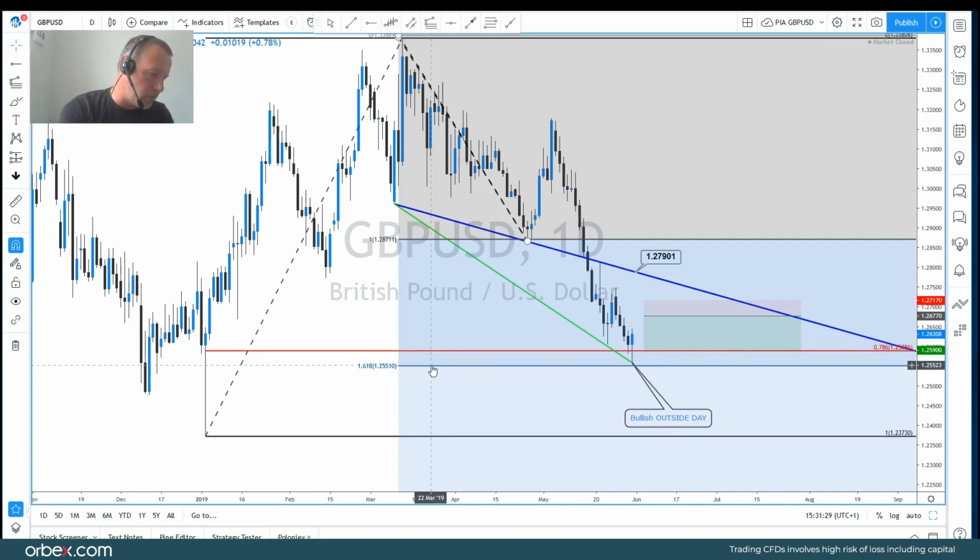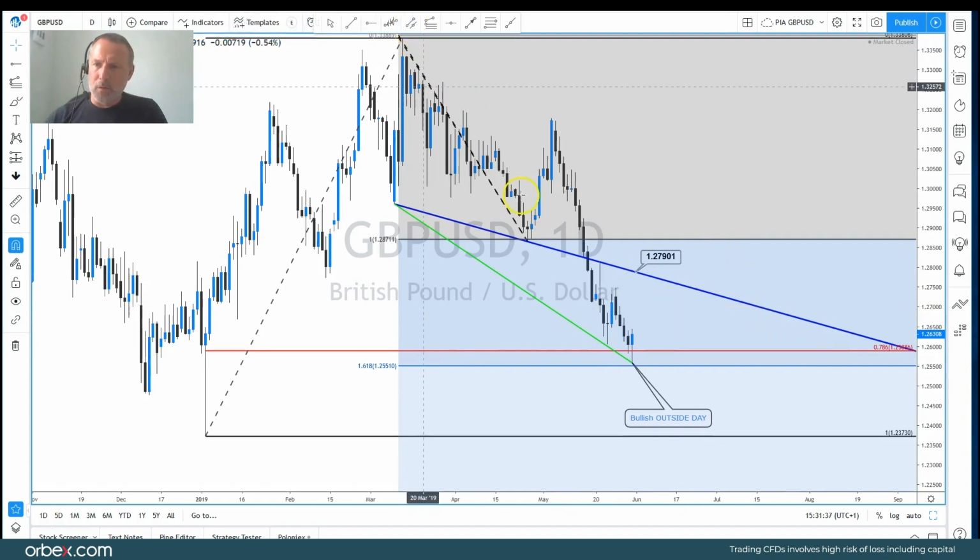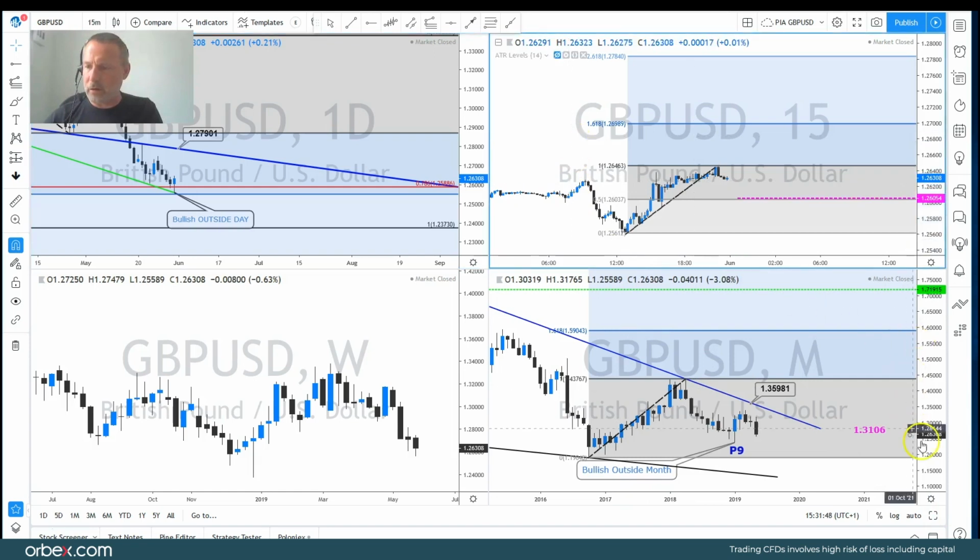Just have a look at my notes. To the upside next week, this is really the prime area. Let's get rid of that for a second. We've got 127.90 as a reverse trendline resistance. We've got an intraday 261.8% Fibonacci extension level, and I'll show you here.